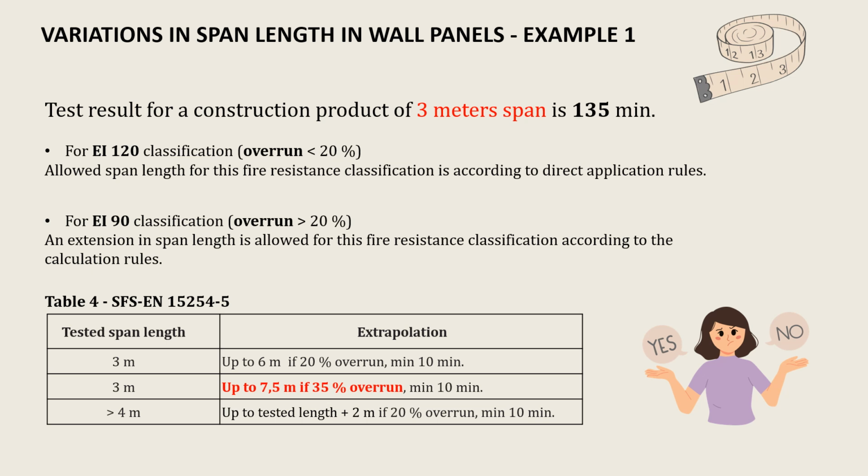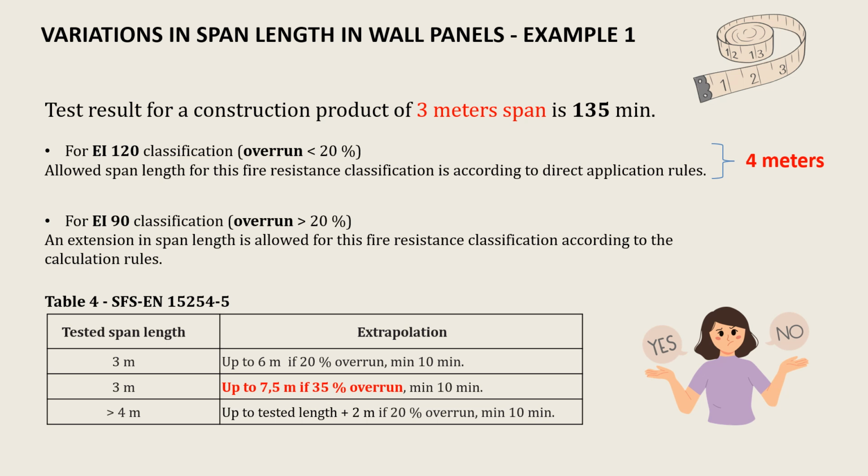Here is an example of how test results are extended for the span length of a wall panel. First, let's define what overrun time is. It is basically the period of fire resistance beyond the intended classification period achieved in the test. Let's give an example. The test result for a construction product is 135 minutes for a tested span length of 3 meters. The overrun in this case is less than 20% compared to EI 120 classification. So the allowed span length for this classification is the tested span length plus 1 meter according to direct application rules.